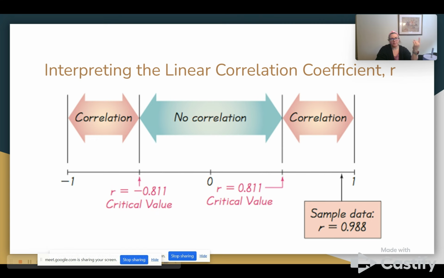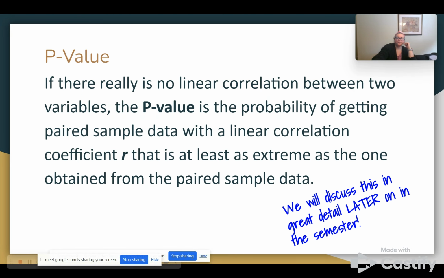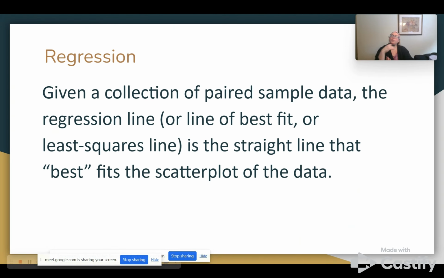We don't want to sit around and make claims about things that are not solid. So we'll talk about p-values later in the semester, a lot. If there really is no linear correlation, the p-value is the probability of getting the paired sample data. Again, we're not going to work with that right now. We will later.